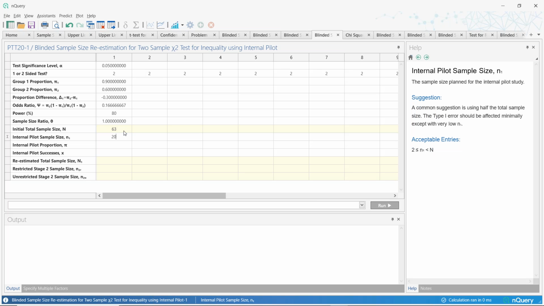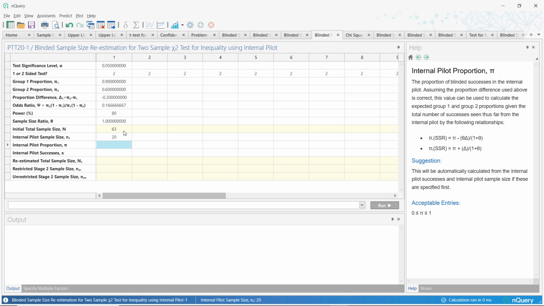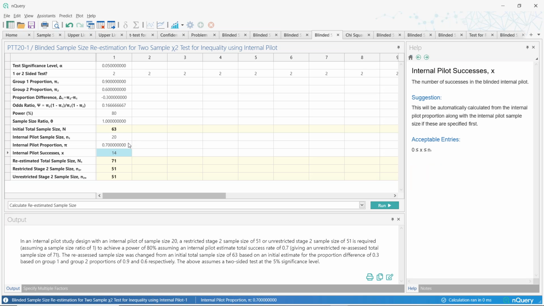And we'll say the internal pilot size was 20, and then the internal pilot proportion was 0.7. Now, of course, that's lower than what we would expect given this assumption, where the midpoint between 0.9 and 0.6 is 0.75. So if this had been true, we would expect this overall proportion to be 0.75. But because the variance is maximized at a proportion of 0.5, the more this moves towards 0.5, the higher the sample size is.